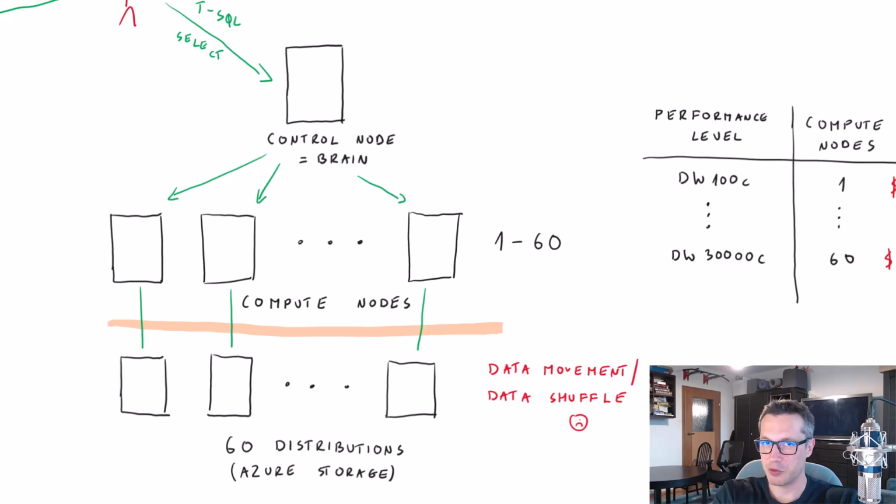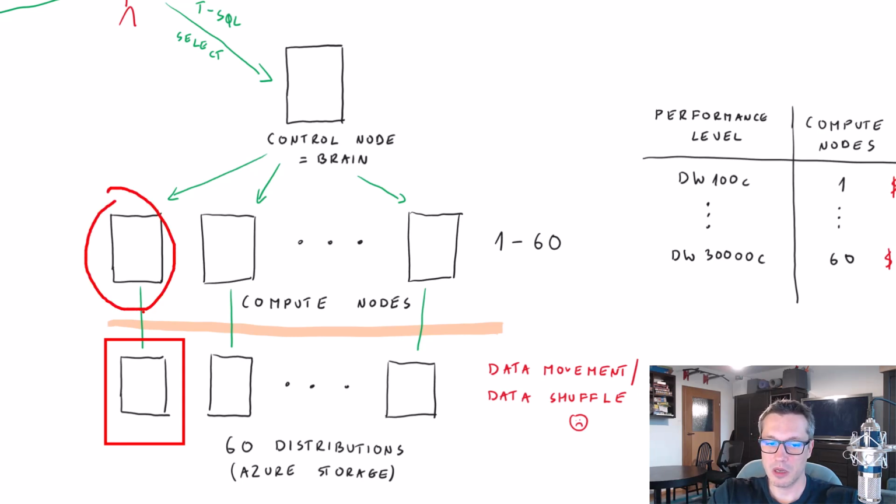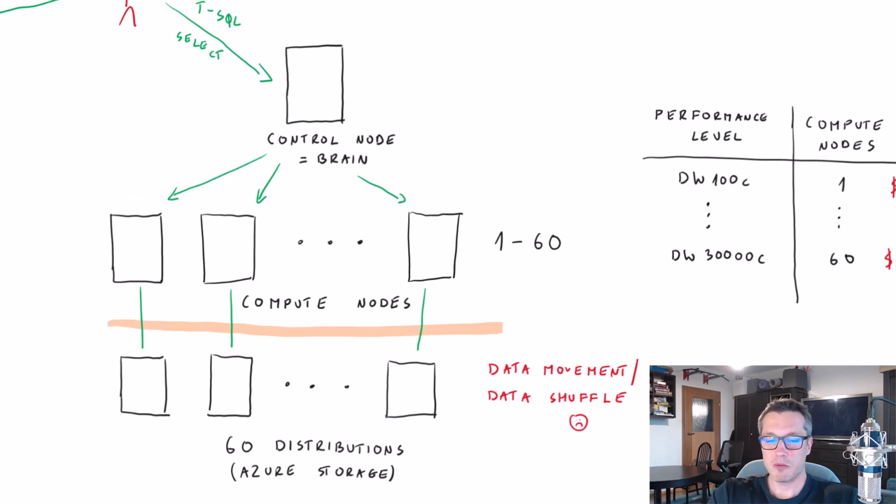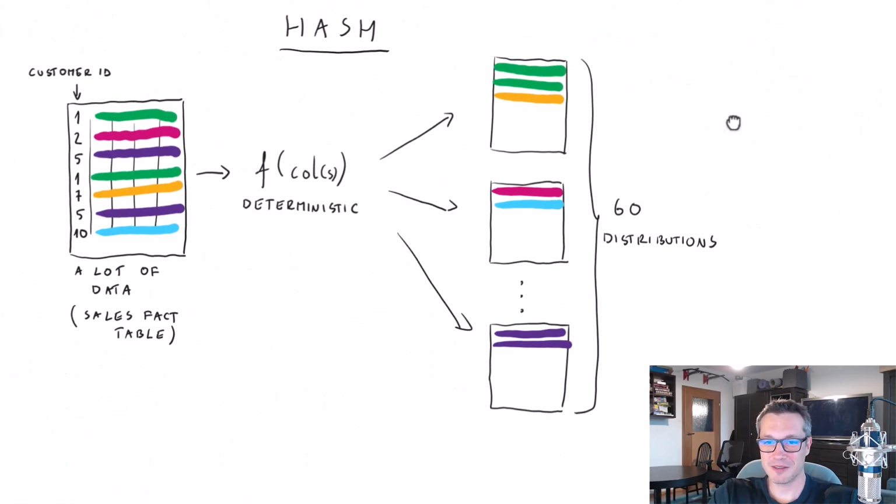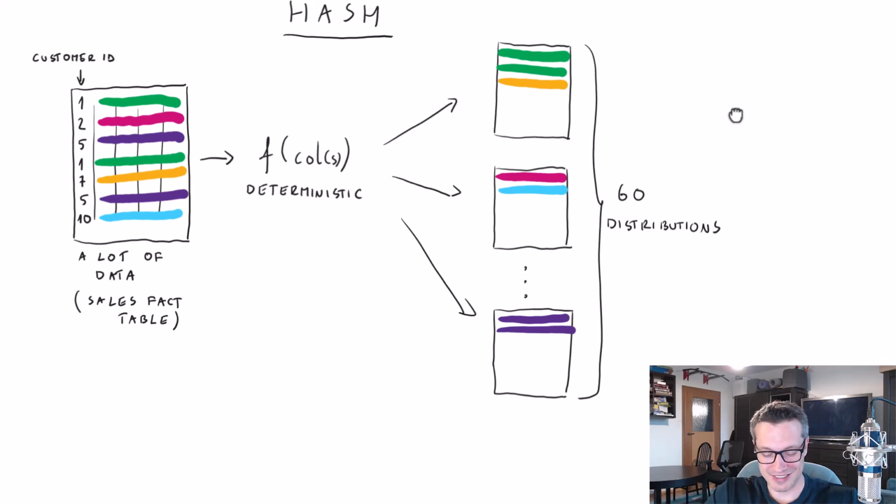And if we make sure that the sales transactions for the same customer are located for sure within the same distribution, it means that the associated compute node would have all the data it needs. We would avoid this dreaded data movement, so it should be fast. And that's the reason why we should care about distribution. And the hash method, well, it gives us this advantage.